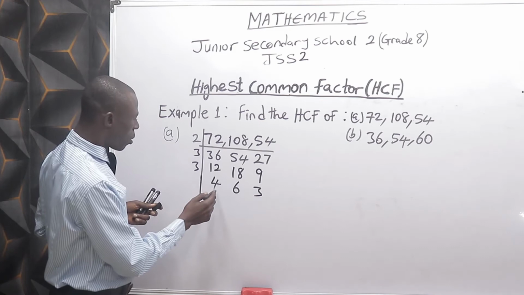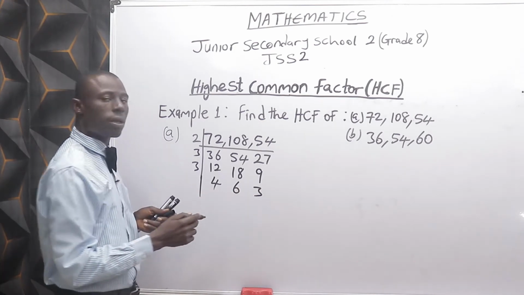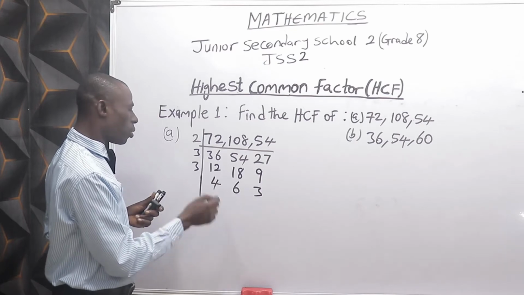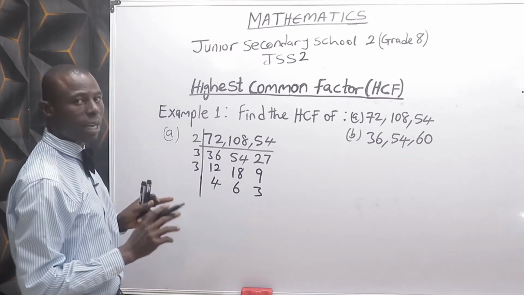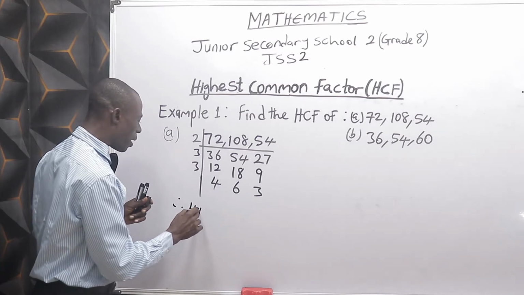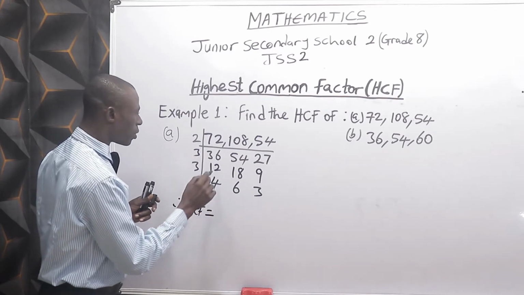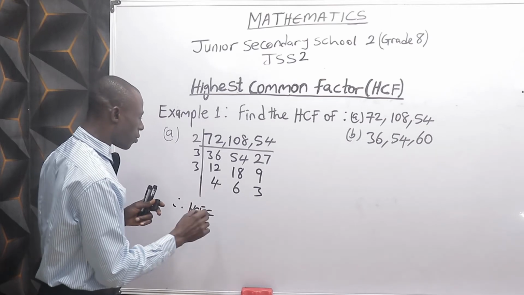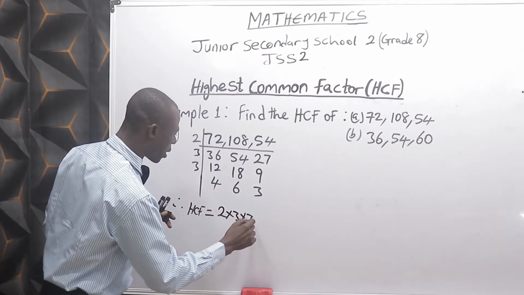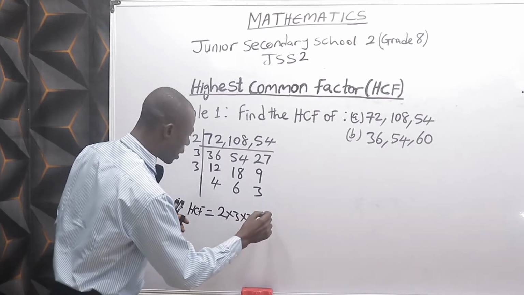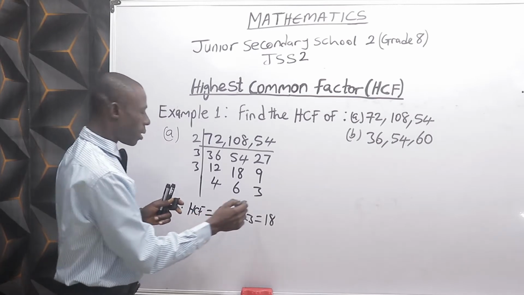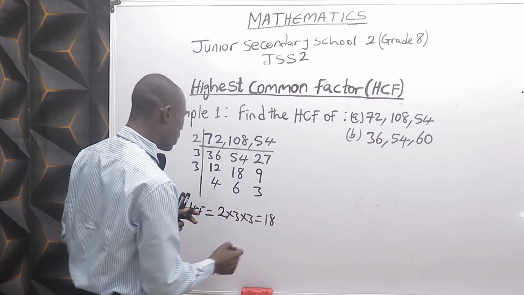Nothing else goes in all. 2 goes in 4, in 6, but does not go in 3. 3 goes in 3, in 6, but does not go in 4. So nothing else goes in all. Therefore, HCF of 72, 108, and 54 is 2 times 3 times 3, which is 18. 3 times 3 is 9. 9 times 2 is 18.